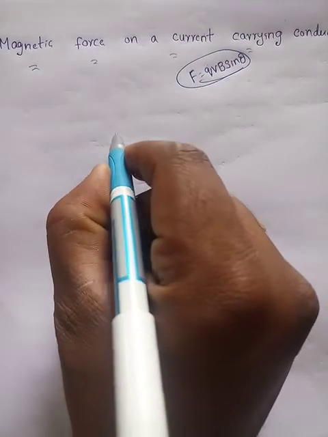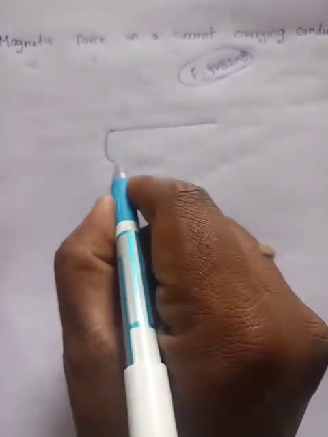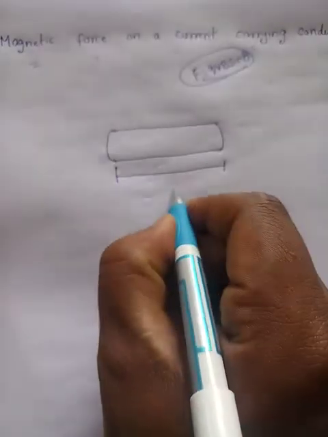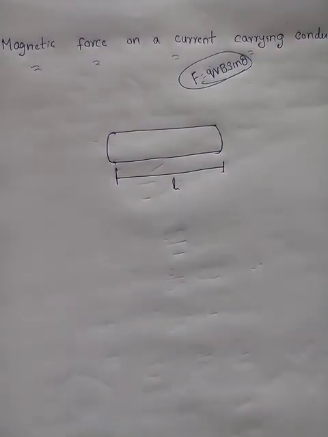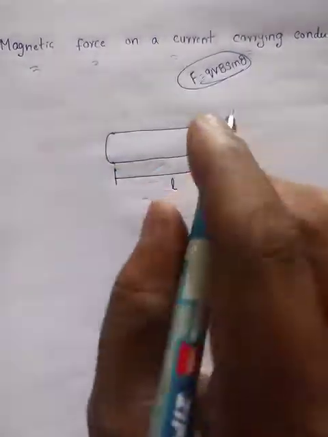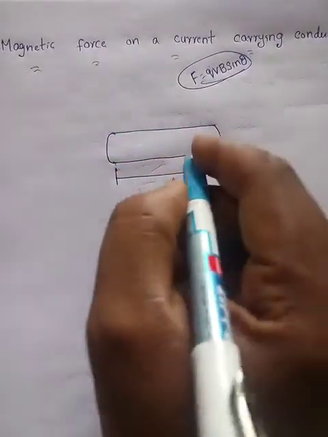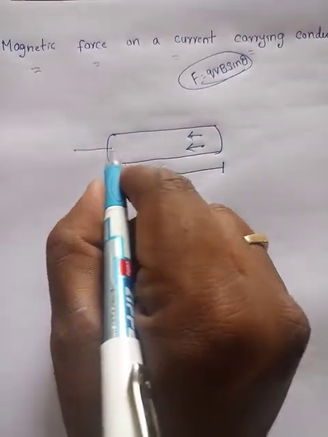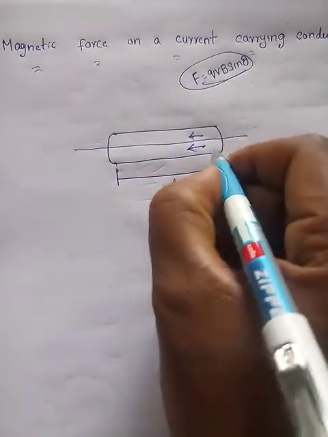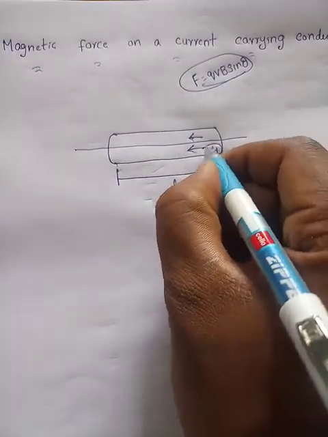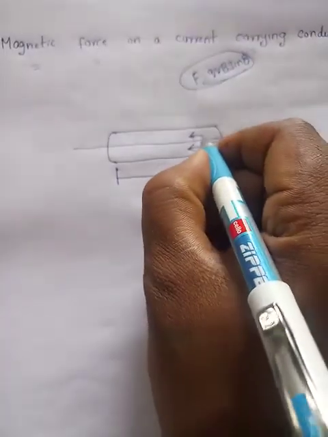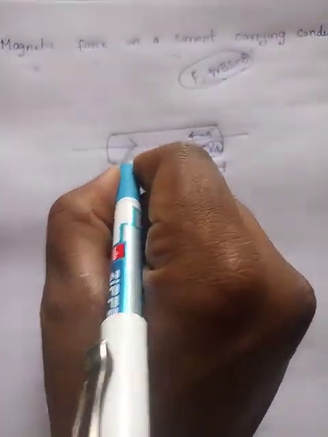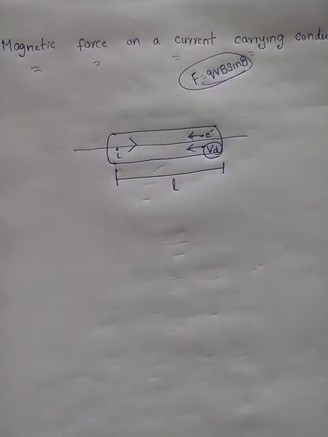Okay, let us take a conductor. So this is a conductor having length L. Now, in this conductor, if you apply some electric field, the electrons are moving in this direction. Take only one electron first. The electrons are moving in this direction with some drift velocity Vd. Now, the electron is moving from this end to this end, so the current starts to flow from this end.